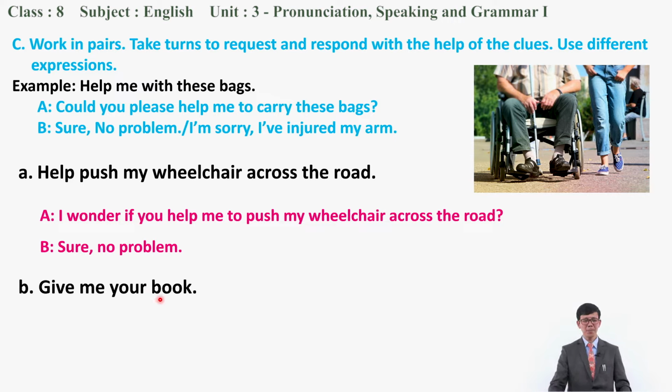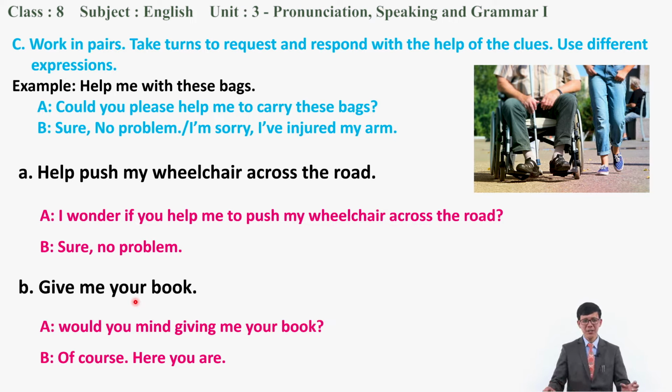Give me your book. Okay, so if you want to request your friend's book, then how do you make a request? You have to ask your friend to give you his or her book. So how do you make a request? Good. You might have tried. Okay, so please let us try to ask and answer here. Would you mind giving me your book, please? Of course, here you are. That's the way you can make a polite request and respond to them.